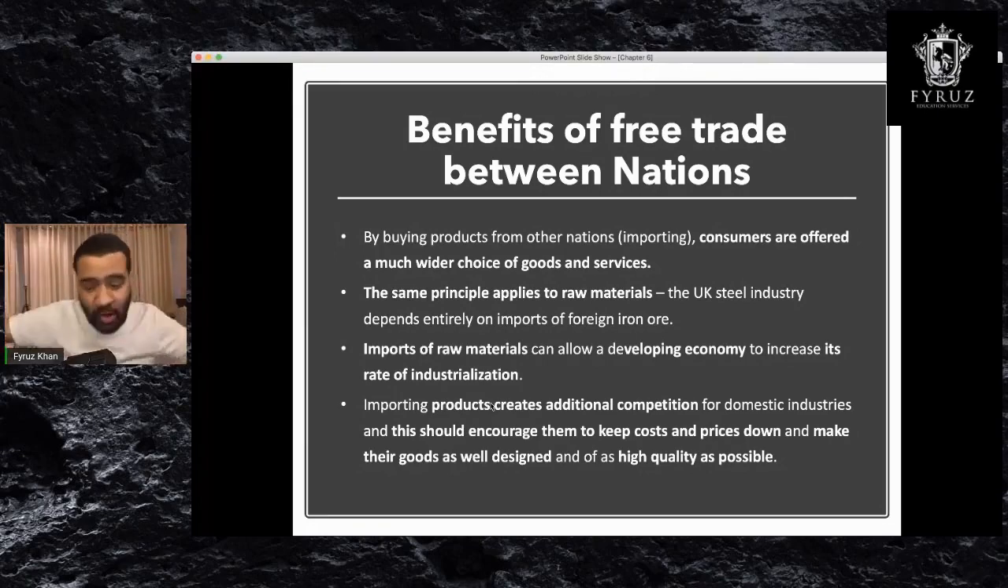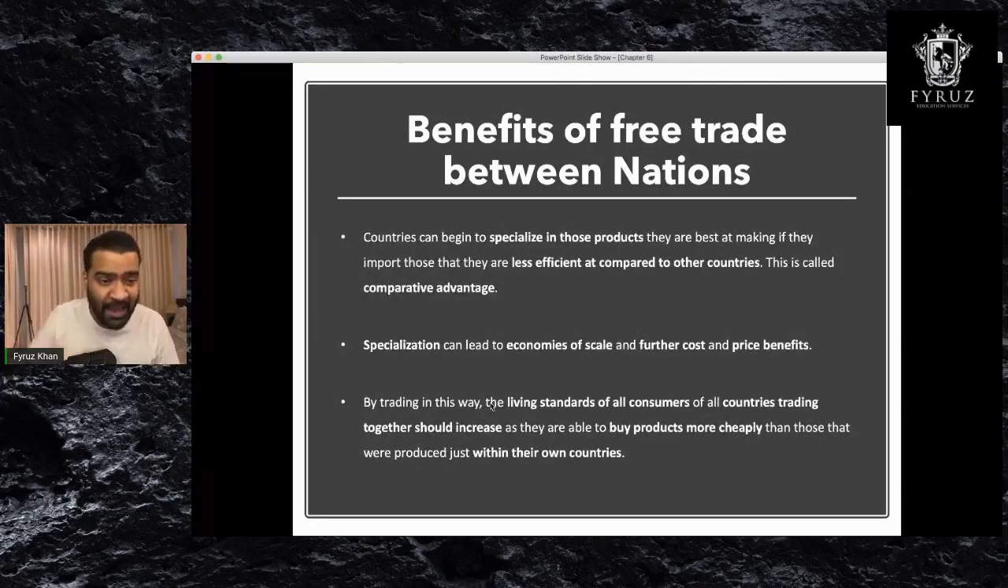They will become strong enough. Okay, and you can specialize. You don't have to produce everything. If you're good with garments, just produce garments. And if you need tech products, get it from China or get it from America, right?